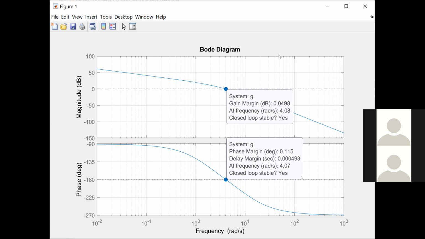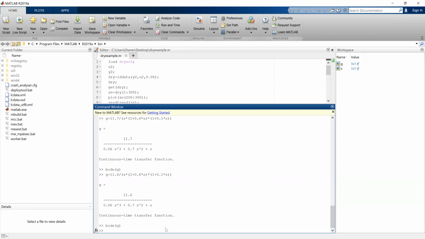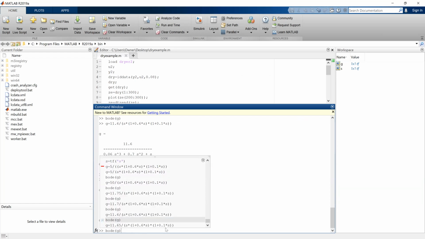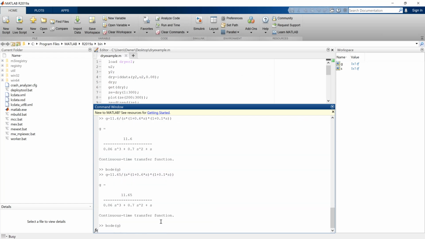When you go to 11.6, in between is 11.65. You have to play around. Go to 11.65. Then good. You don't have to type. You just press the arrow up and down, so the command is there. You can edit straight away.